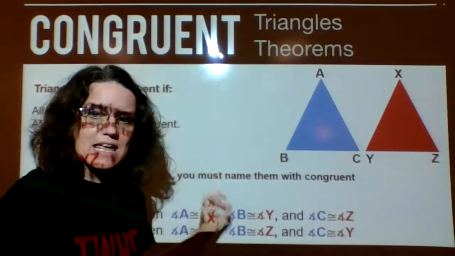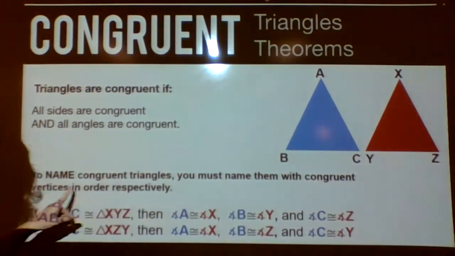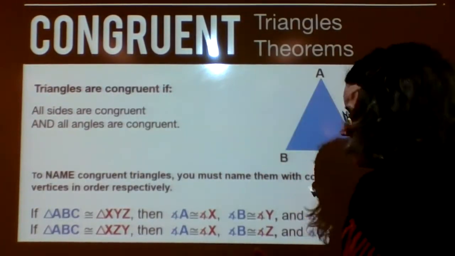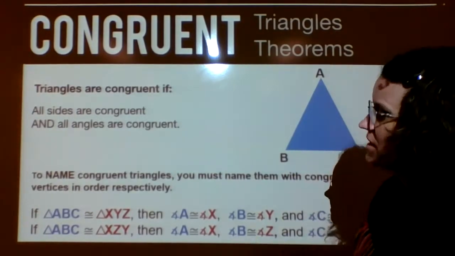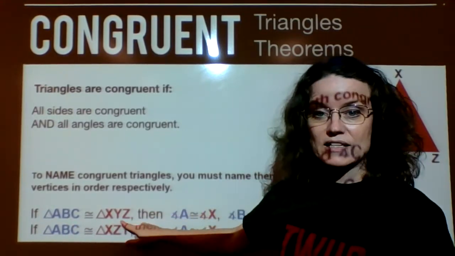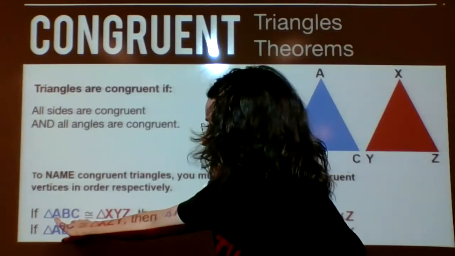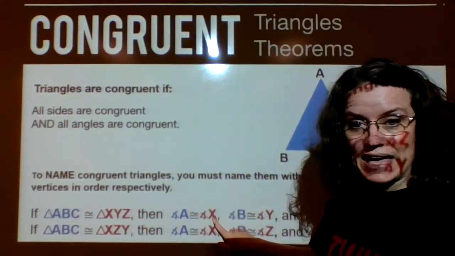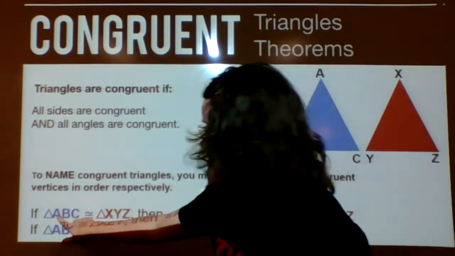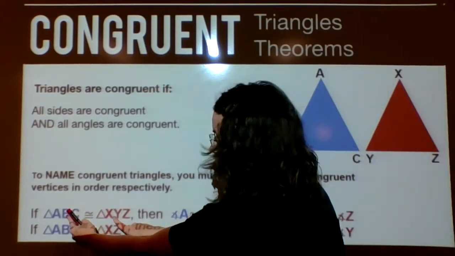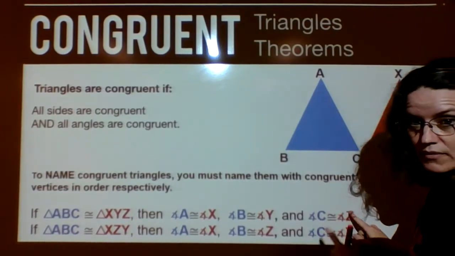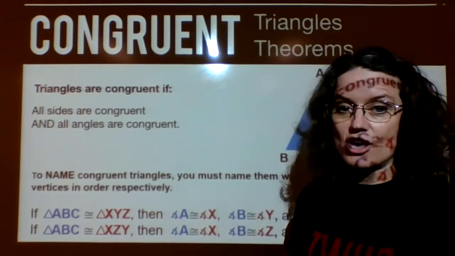Now, to make sure you name them correctly, you have to name them with the congruent corners in the right places, or you're going to have messed it up. So let's look at some possible ways this could happen. If you chose to say that triangle ABC was congruent to triangle XYZ, what you're saying is that angle A is congruent to angle X, because the order you put them in tells you which ones are going to be congruent. So A must be congruent to X, and then B must be congruent to Y, and C must be congruent to Z, okay? And so you're saying that those angles match up in that order.